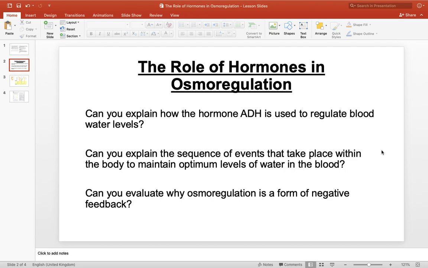Hello and welcome to this next lesson in our topic of homeostasis. In previous lessons we've looked at the principles of homeostasis, we've looked at temperature regulation in ectotherms and endotherms, we've looked at the structure and function of the liver and the kidneys, and today we're going to be looking at the roles of hormones in osmoregulation.